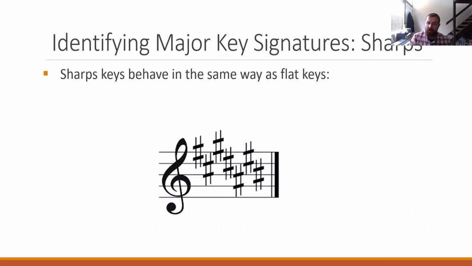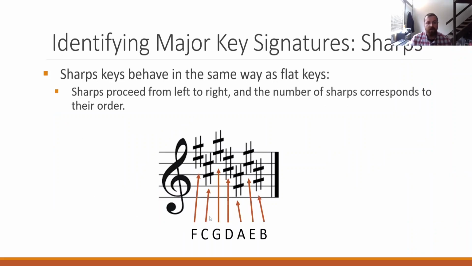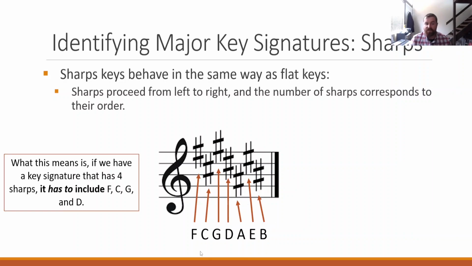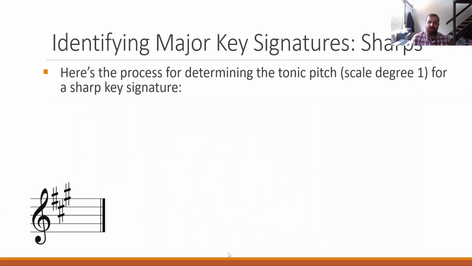So sharp keys are a little bit trickier, but they function in the same way as flat keys. So sharps proceed from left to right, and the number of sharps corresponds to their order. So again, we can see the order of flats here backwards: F, C, G, D, A, E, and B. And just like with flats, if a key signature has 4 sharps, those 4 sharps must be F sharp, C sharp, G sharp, and D sharp. That's a rule. So the process for identifying the tonic pitch for sharp keys is different.